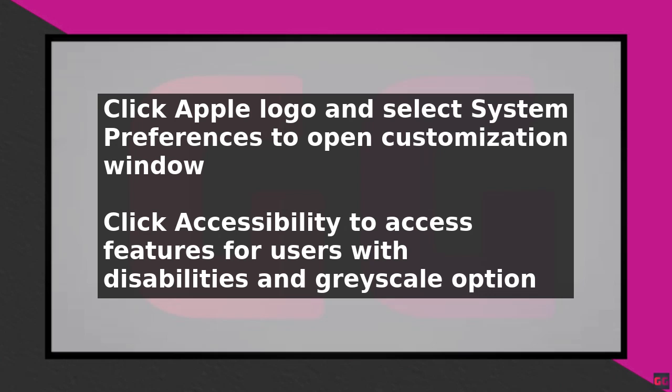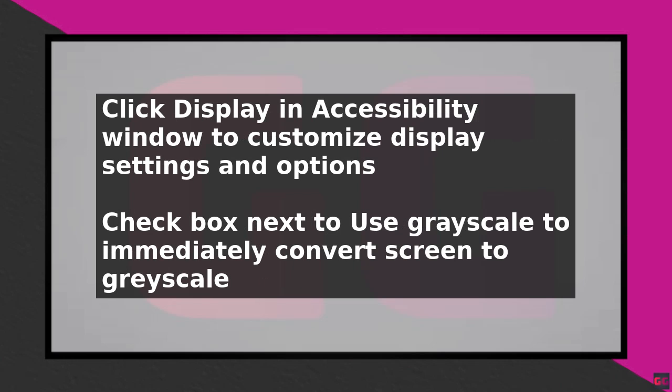This section contains various features to help users with disabilities, including the option to enable grayscale. Once you are in the Accessibility window, click on Display in the left sidebar. This will display a range of options to customize the display settings. In the Display section, check the box next to Use Grayscale. This will immediately convert your screen to grayscale, removing all colors and displaying only shades of gray.